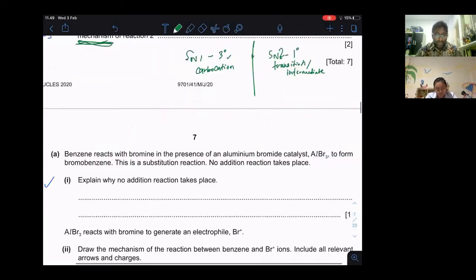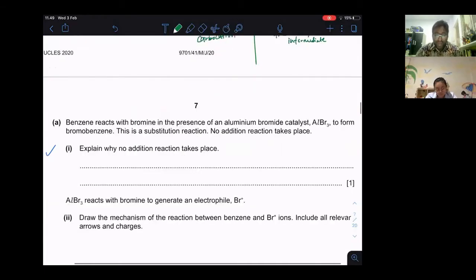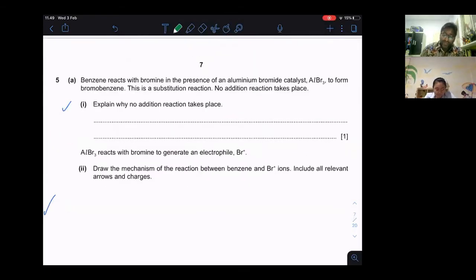Okay, let's move on. Now, benzene reacts with bromine in the presence of an aluminum bromide catalyst. Basically, benzene reacts with bromine in the presence of a halogen carrier. If you have a halogen carrier, the bromine is going to be attached to the ring. So it is going to be a substitution reaction. Is it nucleophilic substitution or electrophilic substitution?